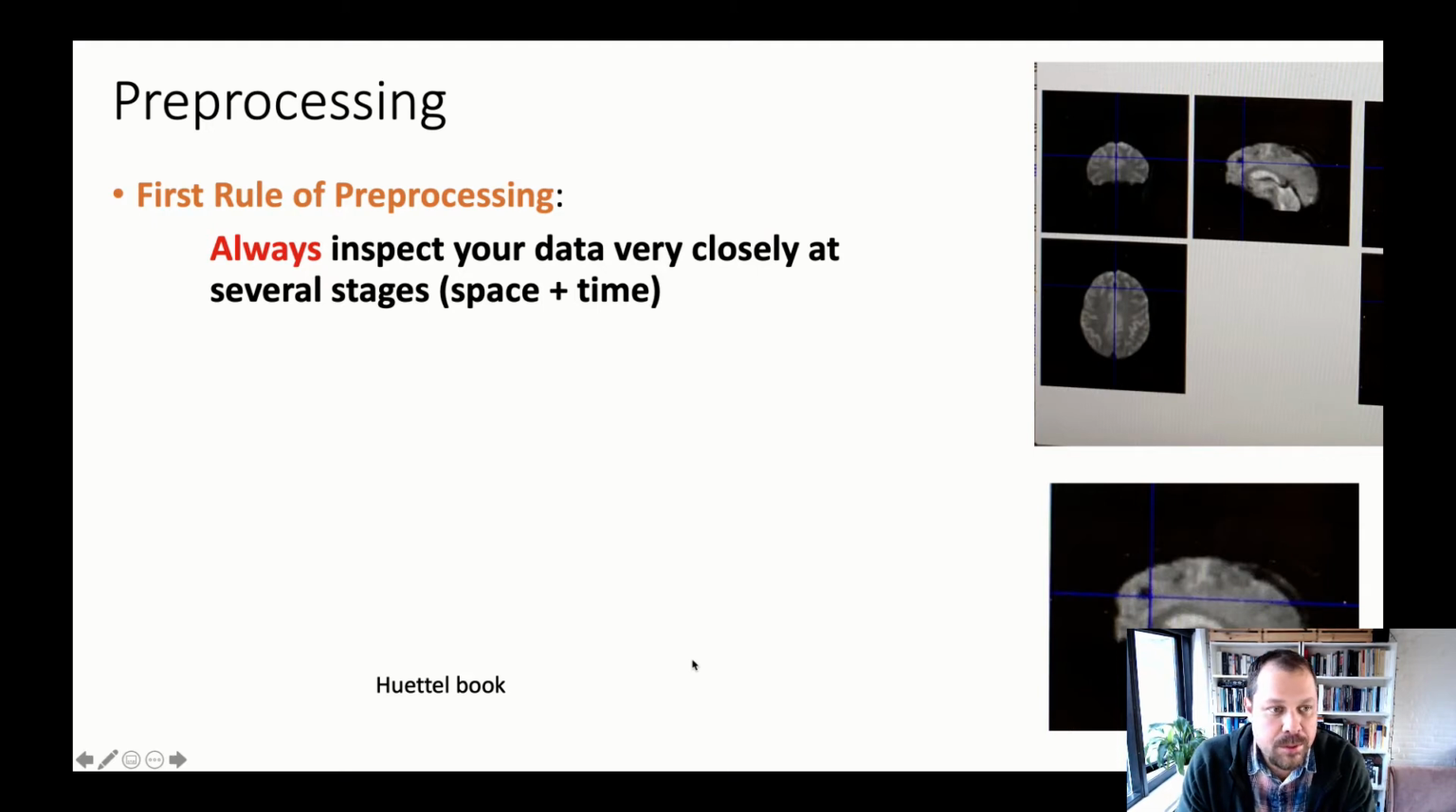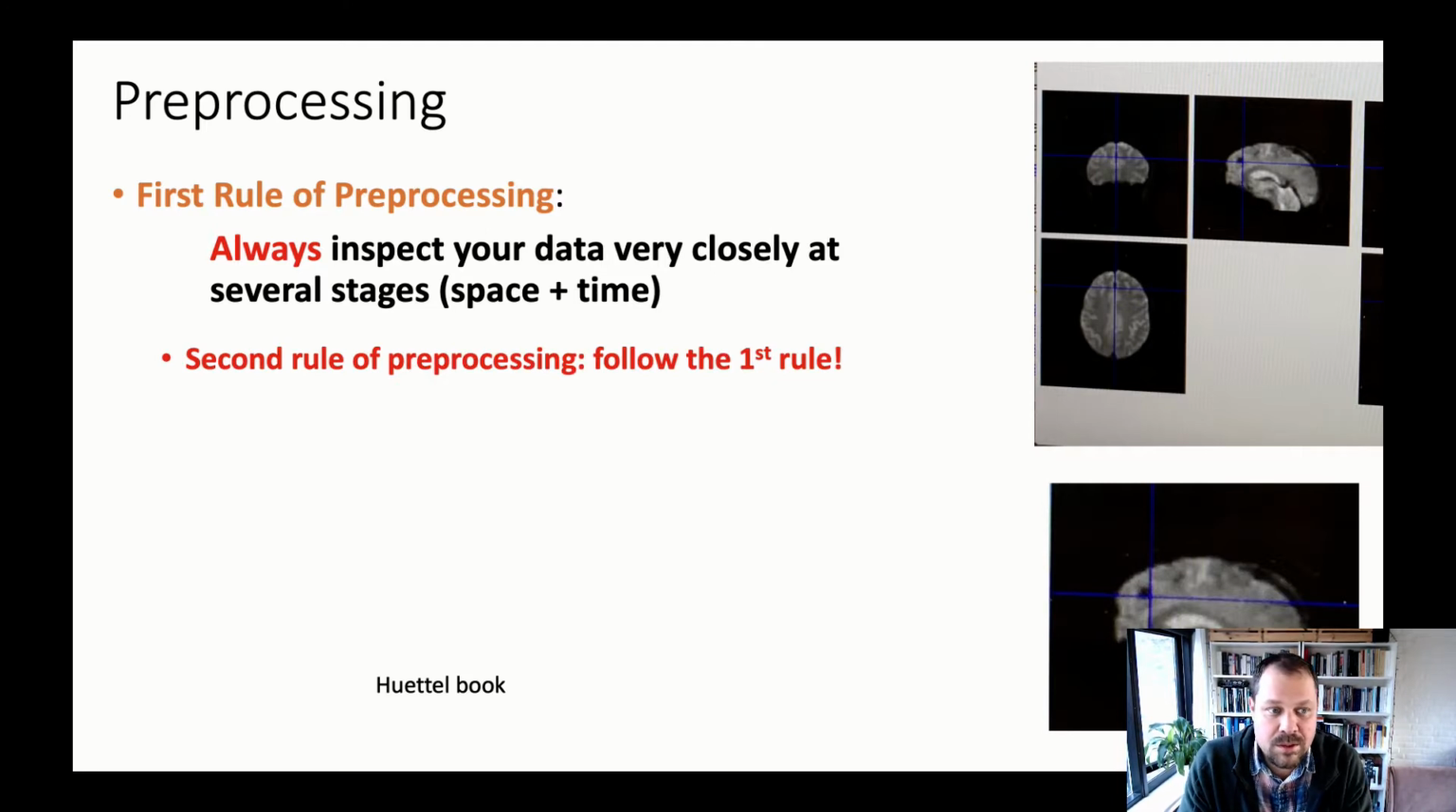So let's dig into pre-processing. What is the first rule of pre-processing? It is basically always inspect your data very closely at several stages. And this is, go through your data in terms of the locations, have a look at all your brains at least once, visually inspect them. The second rule is actually follow the first rule. And these are rules taken from the Huettel book.